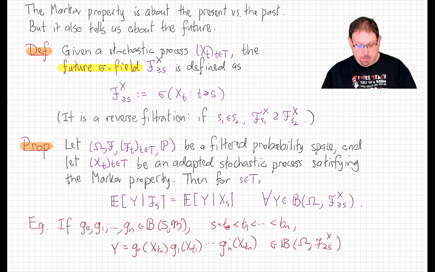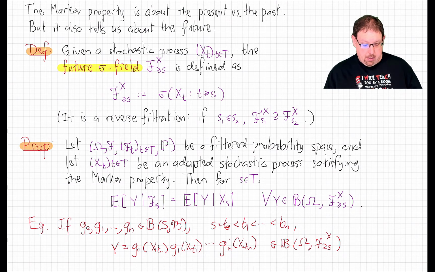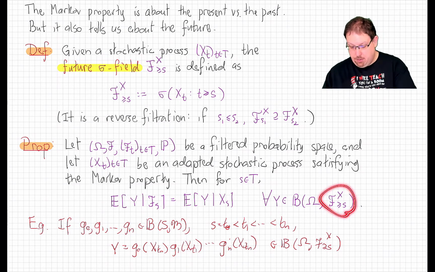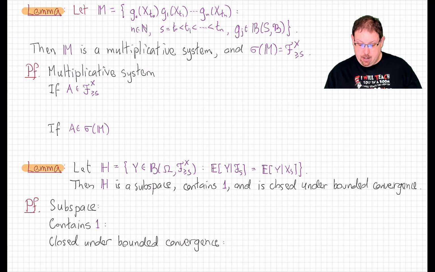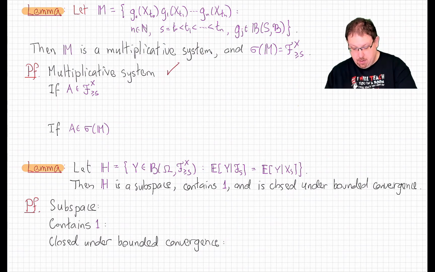And in fact, we're going to prove this proposition by first proving it for these kinds of future random variables and using Dynkin to show that that's good enough. So in order to apply Dynkin's multiplicative systems theorem here, I need to show that this collection of random variables forms a multiplicative system and that the sigma field it generates is this full sigma field here. So that's our lemma right here. Now, to see that it's a multiplicative system is just from the definition.